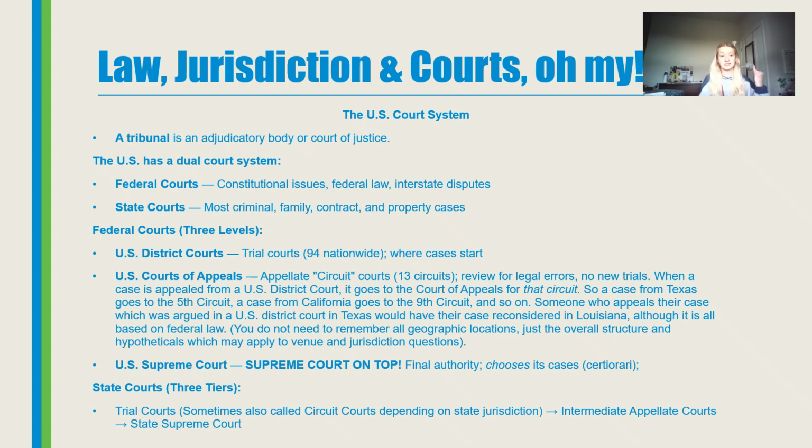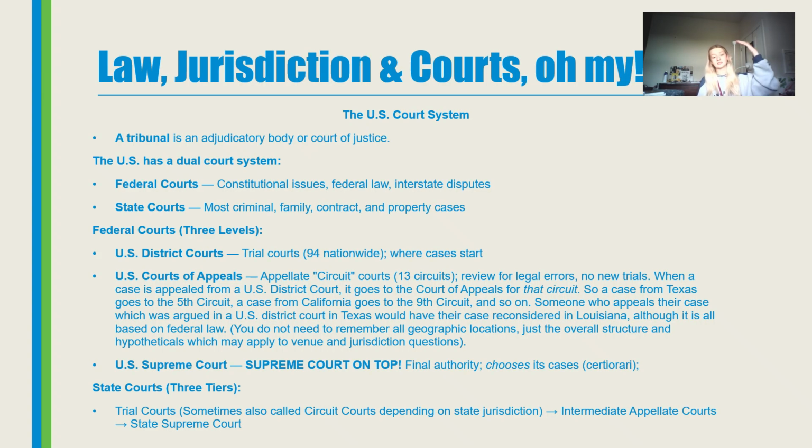So for federal courts, there's the U.S. District Court. This is a trial court. There's 94 nationwide, and this is where cases start. From there, you have the appellate court, or the U.S. Court of Appeals. These are also called circuit courts. There are 13 circuits. I'll show you a map. Next slide. And when a case is appealed from a U.S. District Court, it goes to the Court of Appeals for that circuit. A case from Texas goes to the 5th Circuit. A case from California goes to the 9th Circuit, etc.